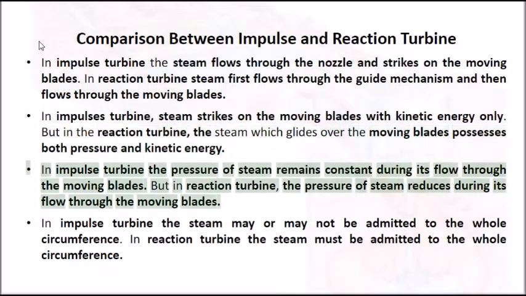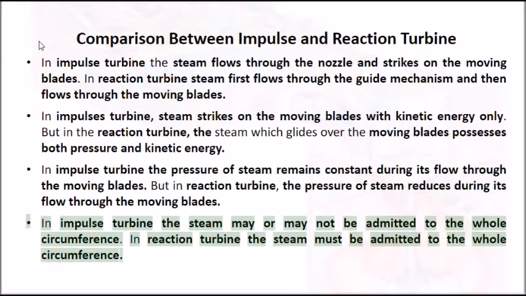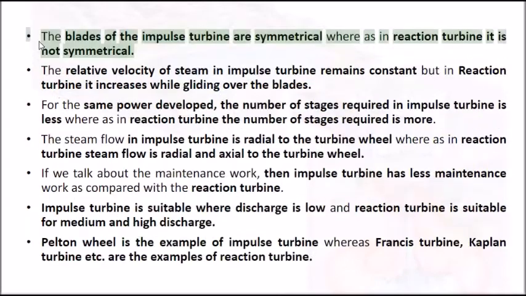In impulse turbine, the pressure of steam remains constant during its flow through the moving blades. But in reaction turbine, the pressure of steam reduces during its flow through the moving blades. In impulse turbine, the steam may or may not be admitted to the whole circumference. In reaction turbine, the steam must be admitted to the whole circumference. The blades of the impulse turbine are symmetrical, whereas in reaction turbine it is not symmetrical.